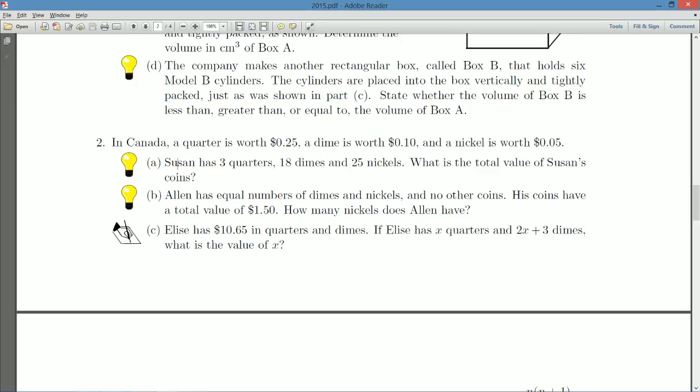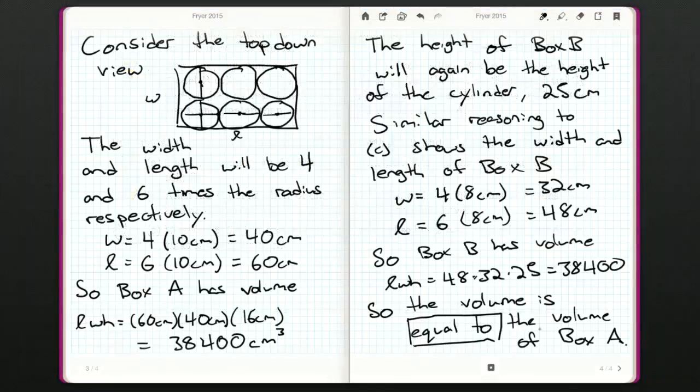Alright, so we've got 3 parts to this question. Susan has 3 quarters, 18 dimes, and 25 nickels. What is the total value of Susan's coins? We just need to multiply 3 by this amount, 18 by this amount. The dollar sign at the front may look different, but really it's just the type of units we're working with. So 3 quarters, 18 dimes, and 25 nickels. That should just be a straight calculation.